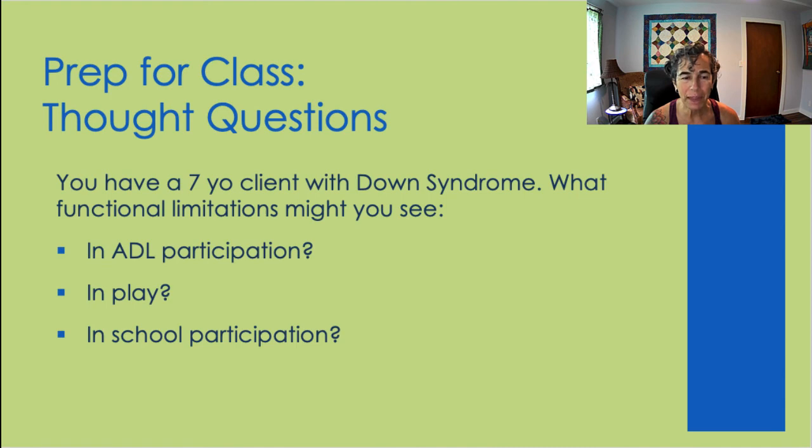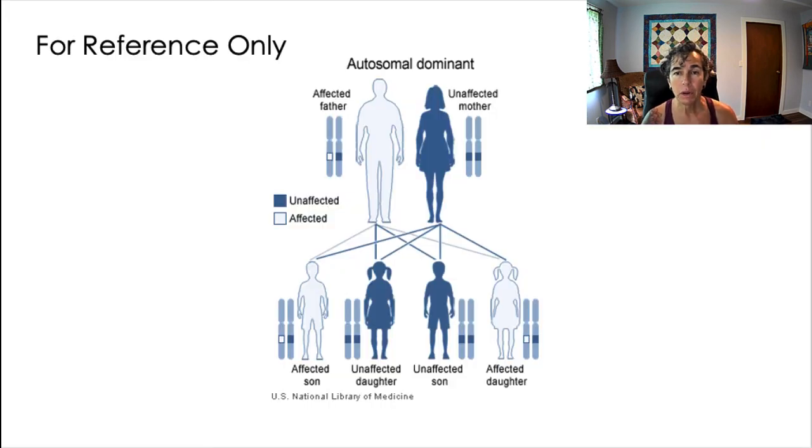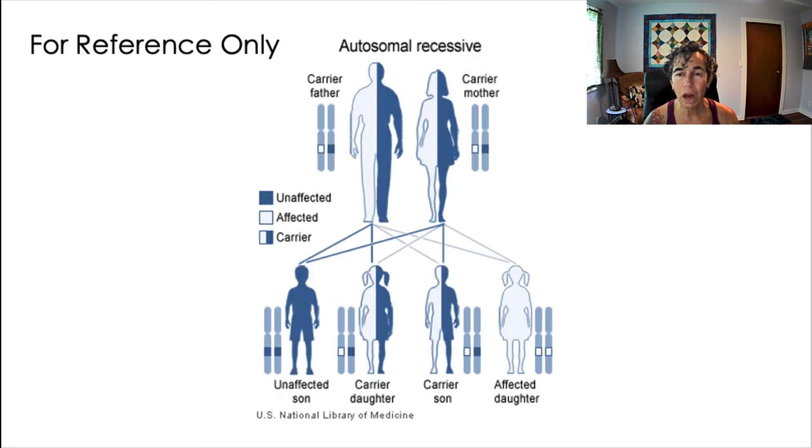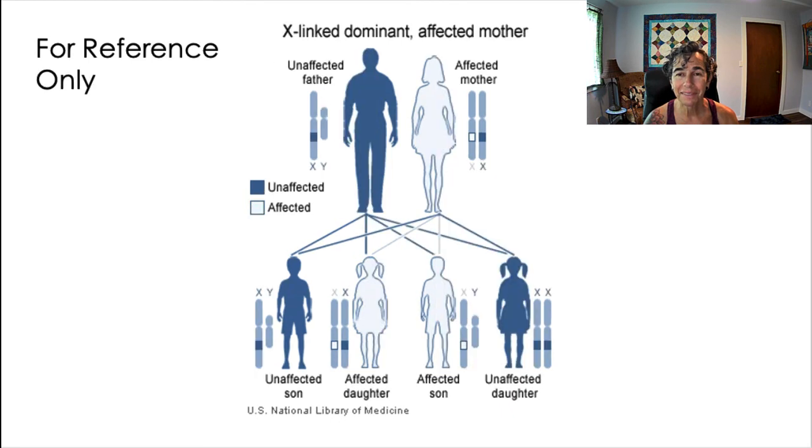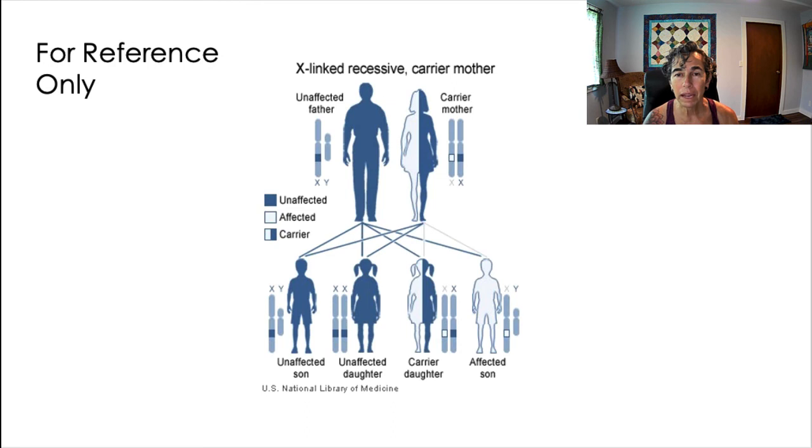So think about that. I'm going to show you 4 other slides that are for reference only. So if you're a person that's interested in genetics or think that you want to work with this population, it's a resource for you. We have autosomal dominant and how that happens with genetic conditions, autosomal recessive, X-linked dominant with an affected mother, and X-linked recessive with a carrier mom.